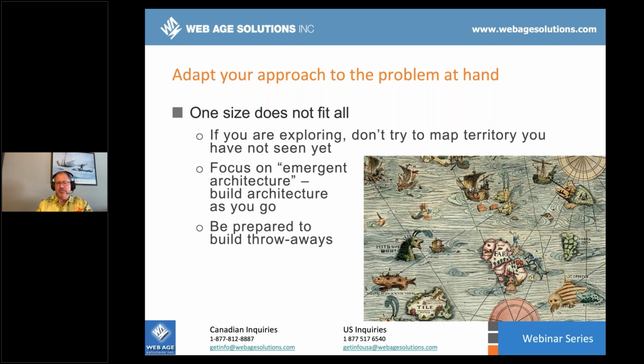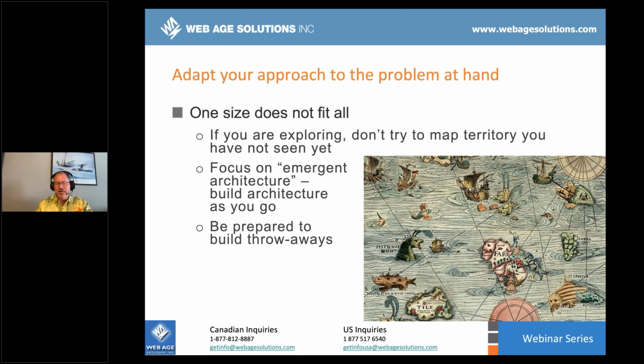And I don't mean you're just building a system for the sake of having fun and exploring, but you're building a system where you don't necessarily understand the territory, the map of where you're going to be, how it's going to work, what's going to fit together. And if you're in a situation like that, as an architect, don't try to map territory you haven't seen yet. Just a fun way of saying, don't try and do architecture for something you haven't really explored yet. Focus on emergent architecture.